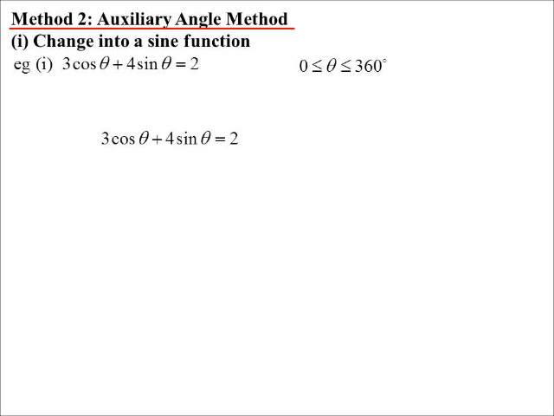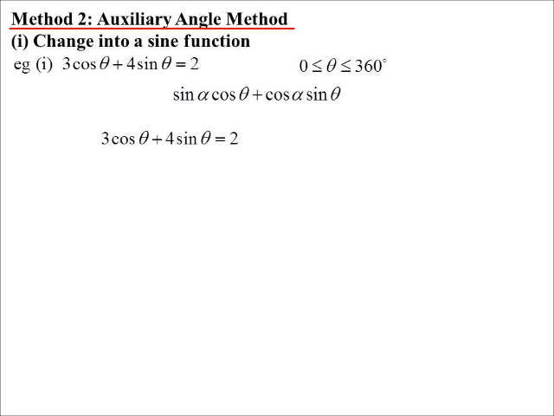Right. So there's our equation. 3 cos theta plus 4 sine theta is equal to 2. I know I sort of want it in this sort of feel: sine alpha cos theta plus cos alpha sine theta. I've got the cos thetas, I've got the sine thetas. Obviously it's got something to do with these numbers 3 and 4.